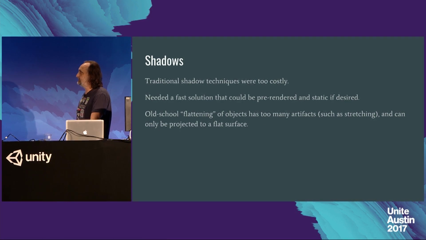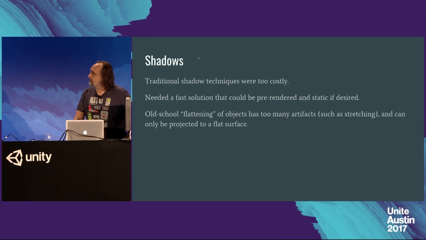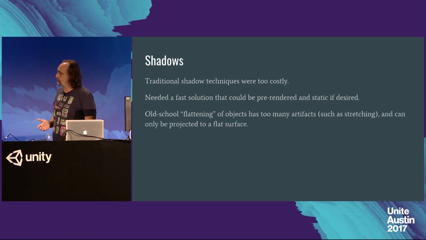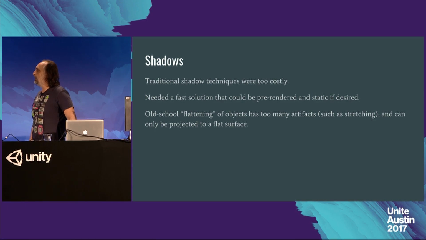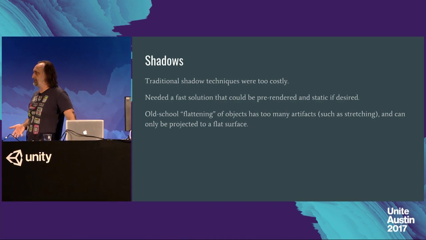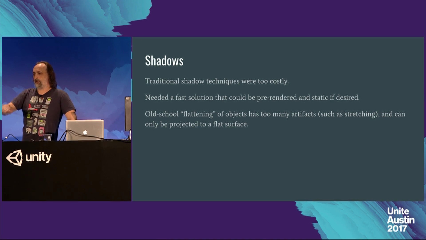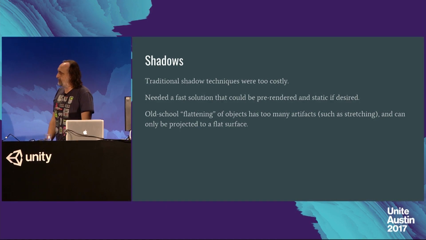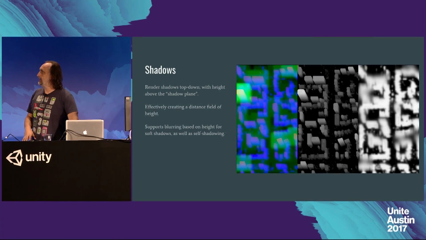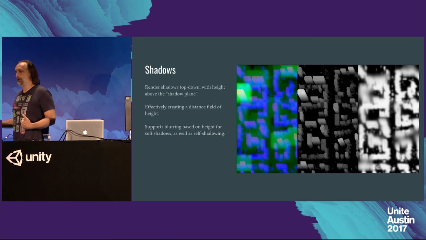So for shadows, we needed shadows because it makes the game look moody, and it's a zombie game, right? So it needs to look moody. And the traditional techniques are way too costly. We wanted something that we could pre-render. We weren't sure if we needed that. In the end, we do actually render the shadows every frame. It turned out to be fast enough. And there's this old school technique that we sort of thought of, which is just taking the objects and flattening them and smearing them across the terrain, but it has a lot of problems, and so that really wasn't a solution for us. So instead what we do is we render a top-down view of the world.